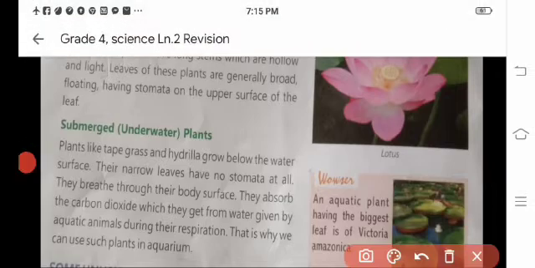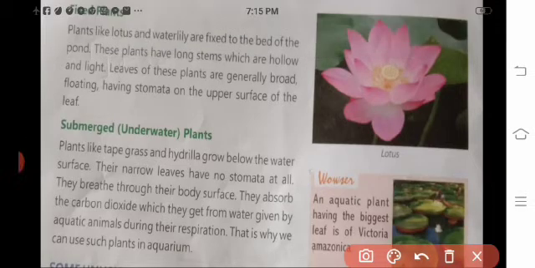Next are the fixed plants. Plants like lotus and water lily are fixed to the bed of the pond. These are all called fixed plants. Next one is the submerged plants.